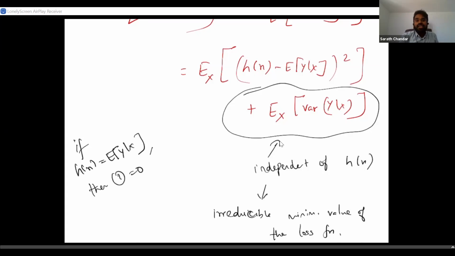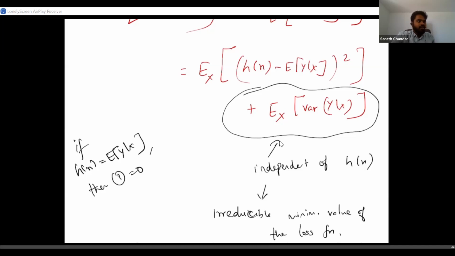Even when the first term goes to 0, even when you have found the true function that you are interested in, you will not have 0 loss, because there is a second term in the loss, which is the irreducible minimum value, which comes simply because of the stochasticity or intrinsic noise in the data distribution. Is that clear?